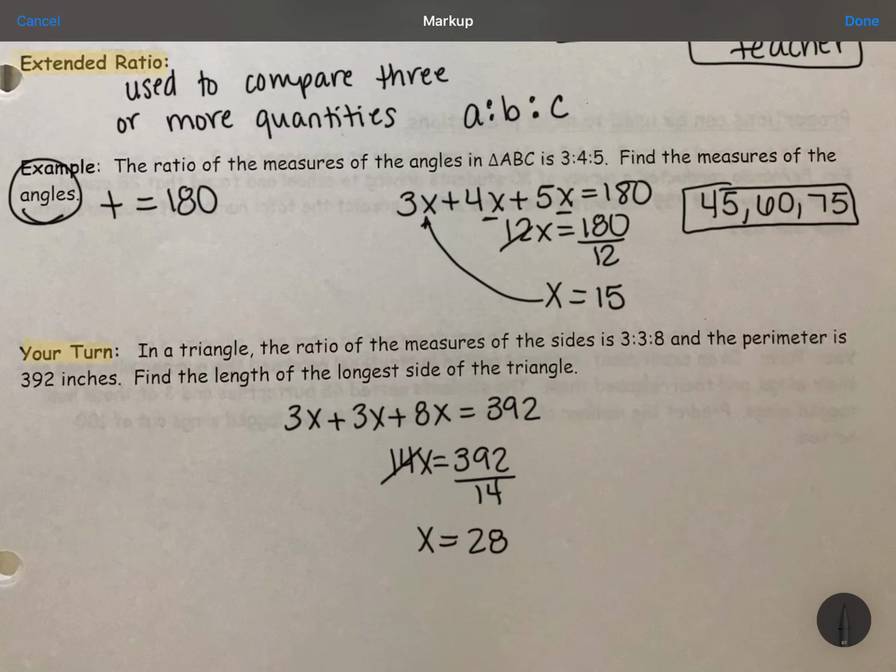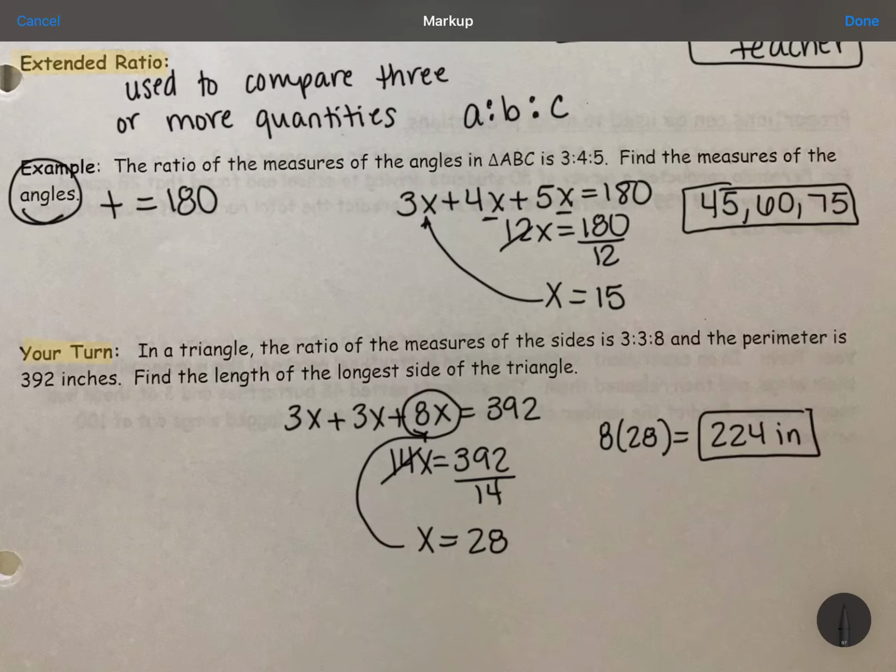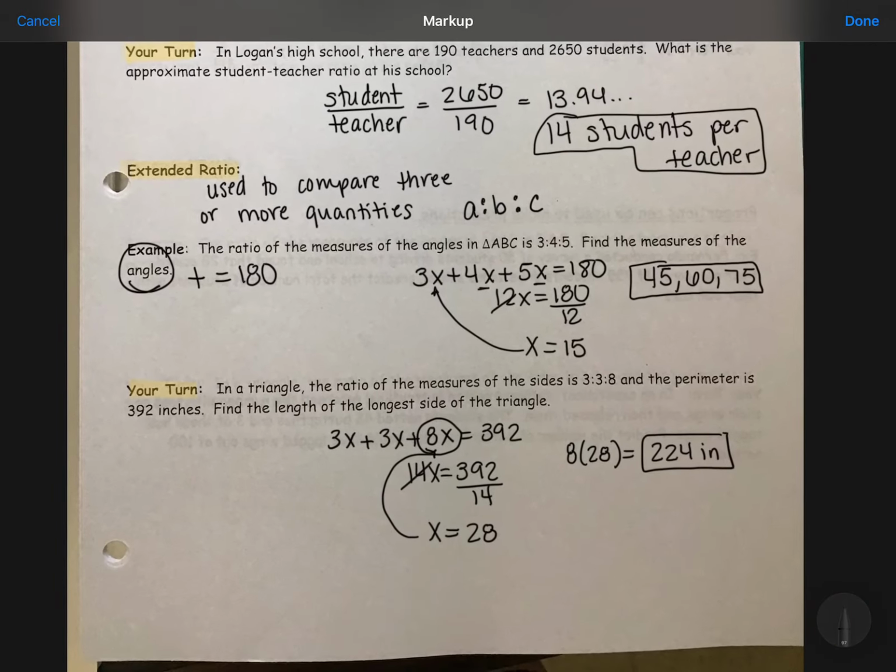We need to figure out the length of the longest side. So the longest side would be the 8x. So we would simply plug that in for 8 times 28, and you would get a length of 224 inches. So hopefully you unpause the video and you got the same answer. And if you missed it, then you can see how we got that answer.